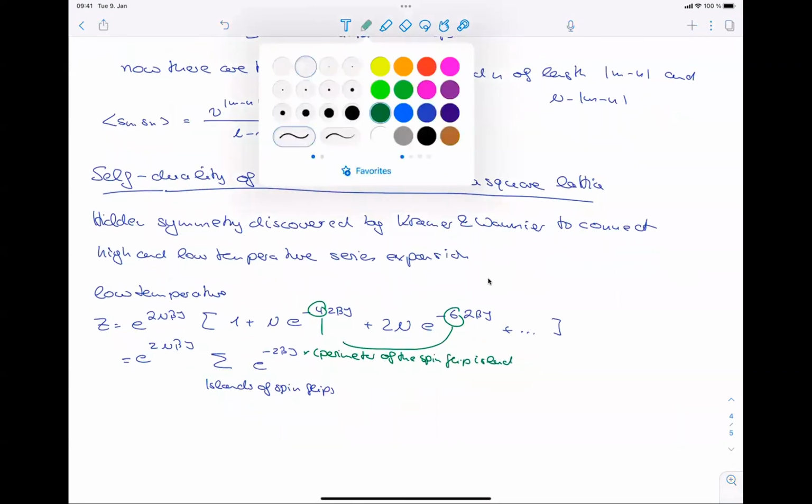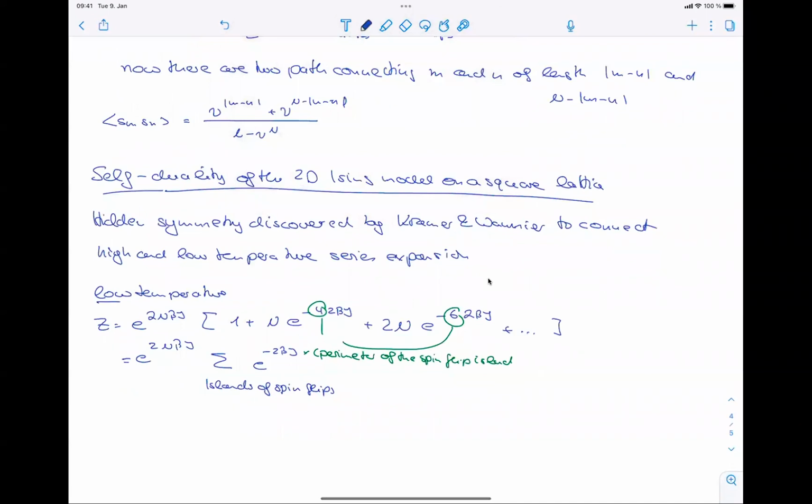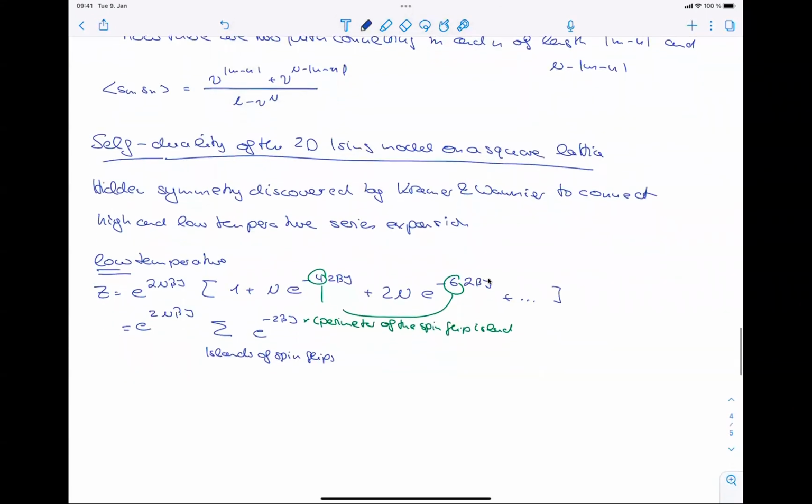Okay, so that was low temperature, and now we go to the high temperature.